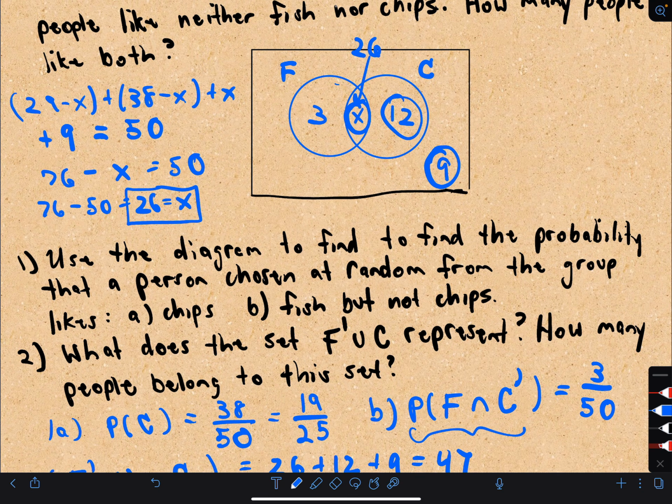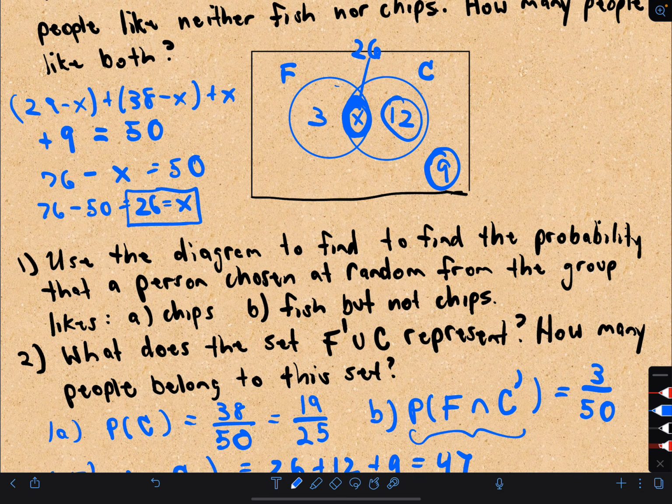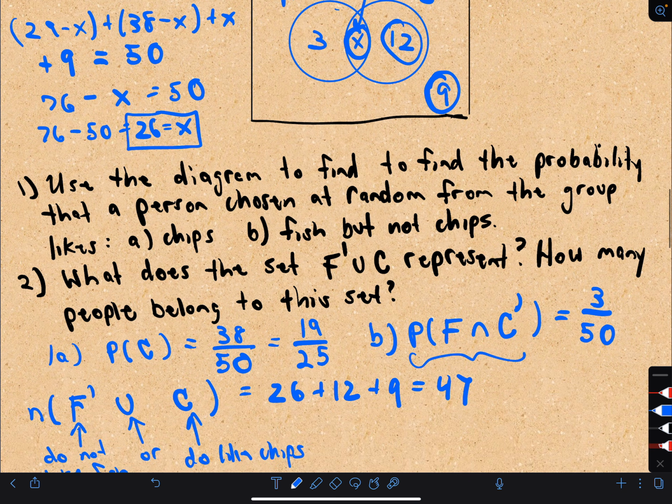So be careful. I know this part says they don't like fish, so you might think we shouldn't be including this value of x. But it says "or", so as long as they like chips, that's okay. We're going to include them. So that's why we're including that value of 26.